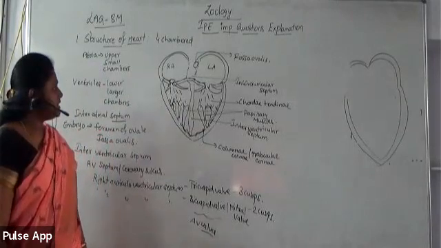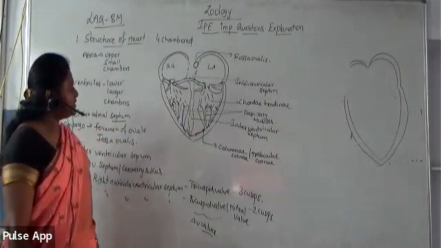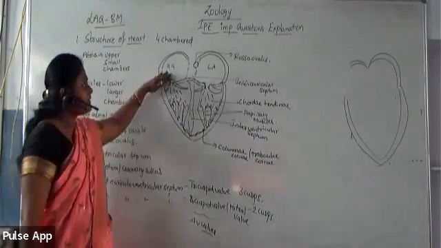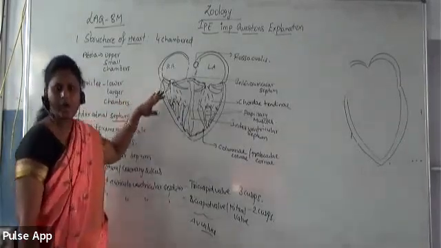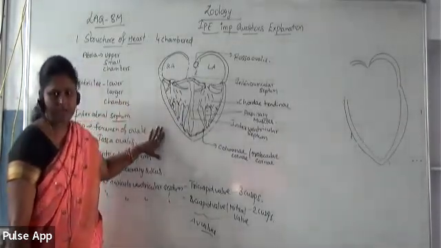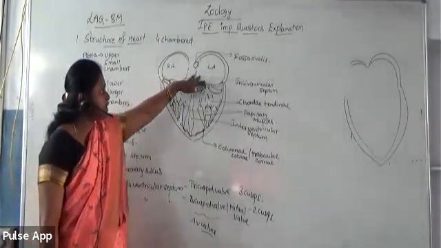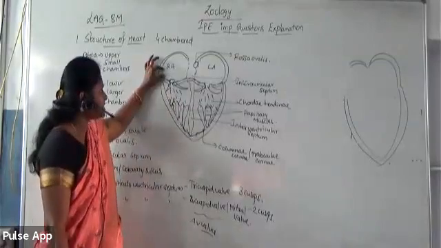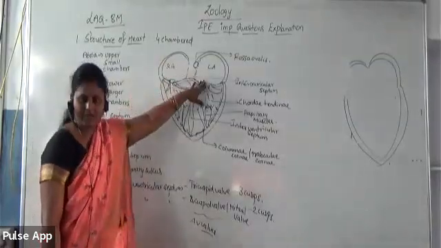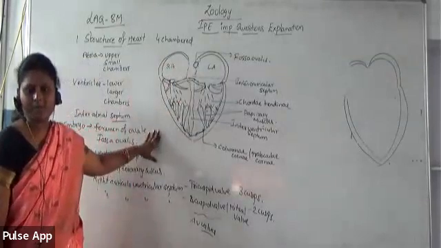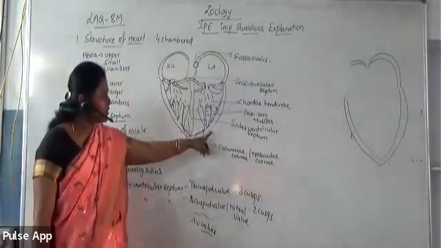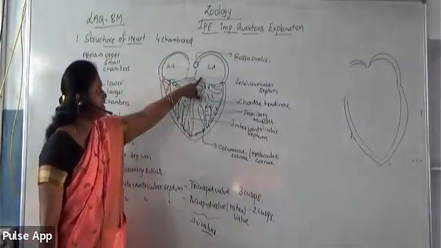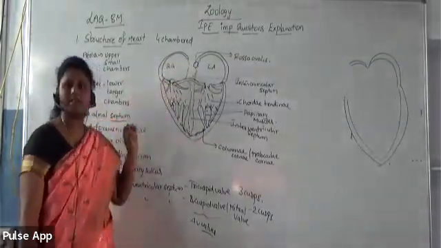Whenever you talk about the four chambers of the heart, the upper two chambers are atria and the lower two chambers are ventricles. Always, atria are smaller in size when compared to the ventricles. Right upper chamber is right atrium, left upper chamber is left atrium, right lower chamber is right ventricle, left lower chamber is left ventricle. And both the atria are separated by means of the interatrial septum.